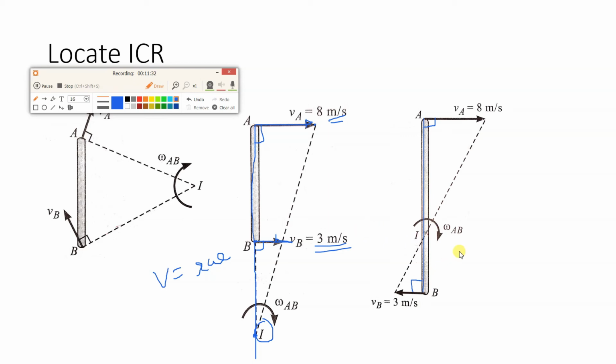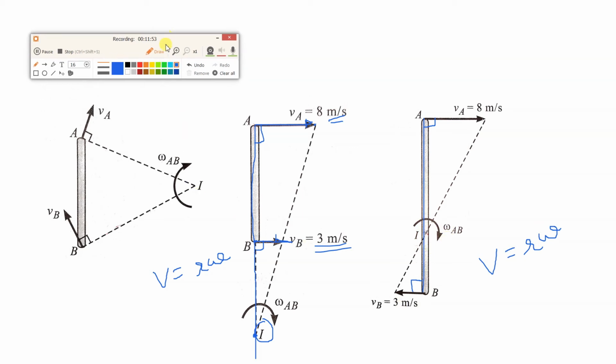Now what will be VA? V is equal to R omega again. V is equal to R omega. So what will be VA? It will be IA into omega AB. What about VB? VB will be equal to IB into omega AB.